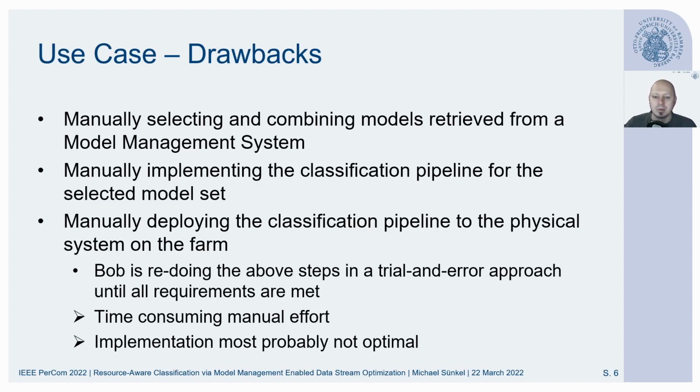The IoT engineer Bob needs to perform a lot of manual steps in order to set up this classification pipeline properly. He needs to manually select and combine the models retrieved from the model management system. He needs to manually implement the classification pipeline of those models, and he needs to manually place and deploy the classification pipeline to the physical infrastructure. Bob might need to perform those steps over and over again until all the requirements are met, which means that the correct labels are classified in the needed accuracy, and also that the system parameters of all the physical nodes are met regarding resources. This task can be very time-consuming and is most probably not optimal when done manually.